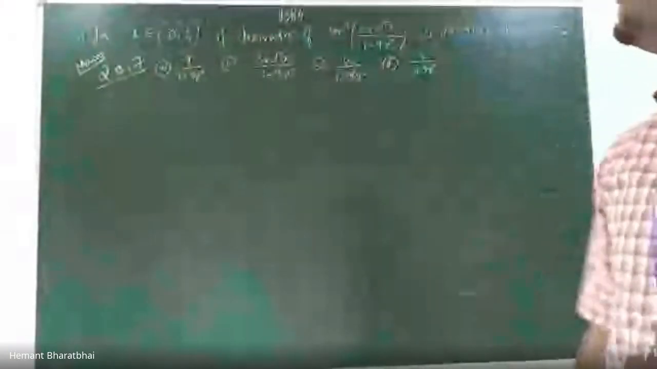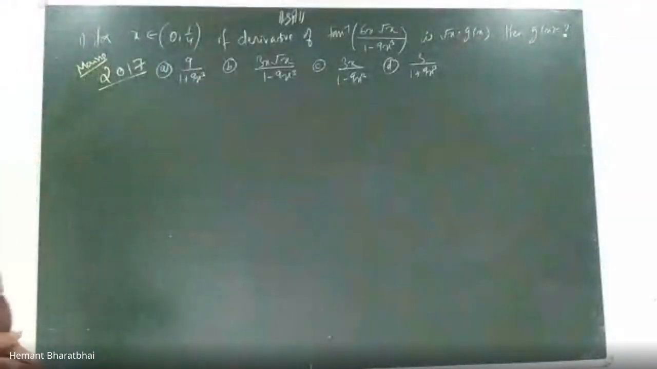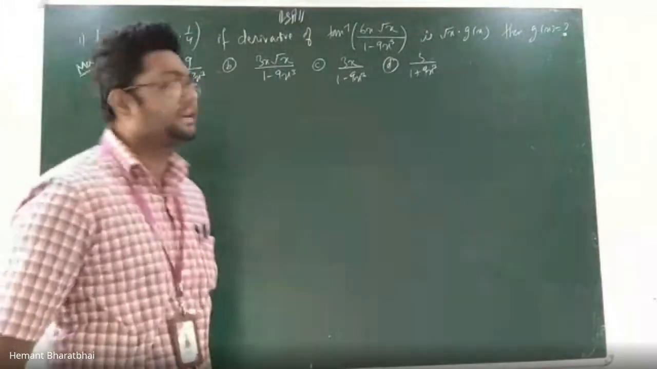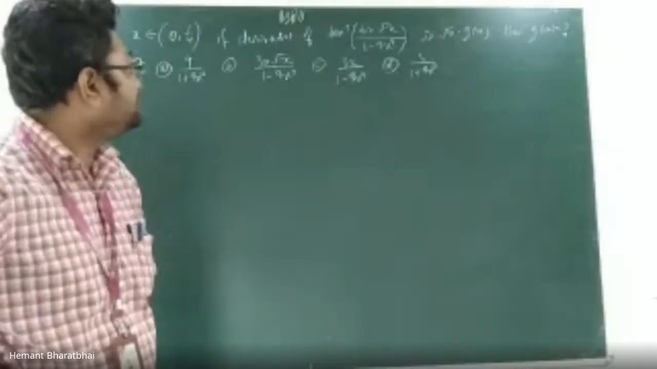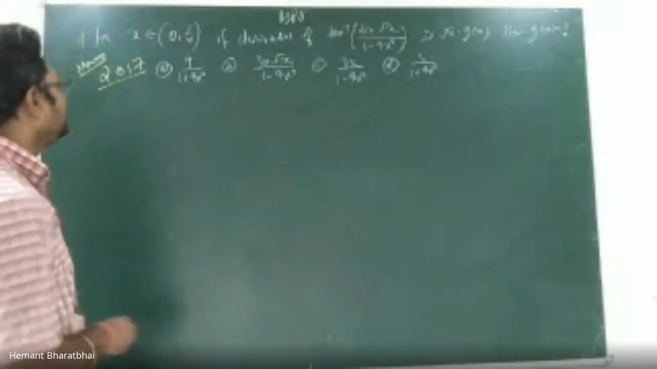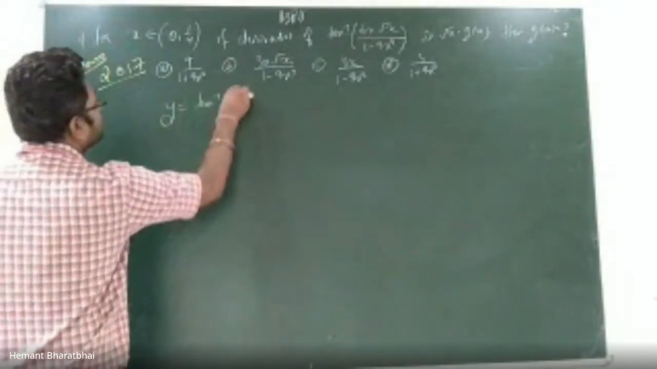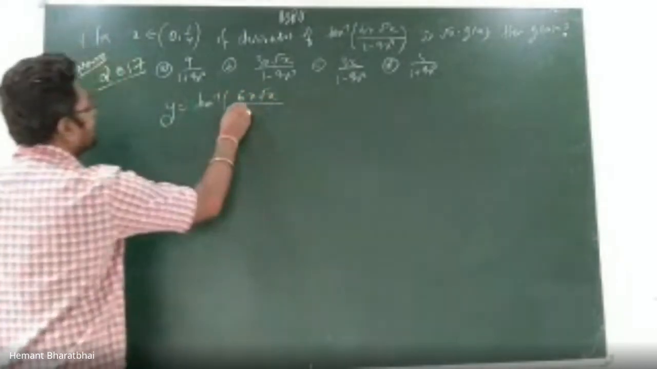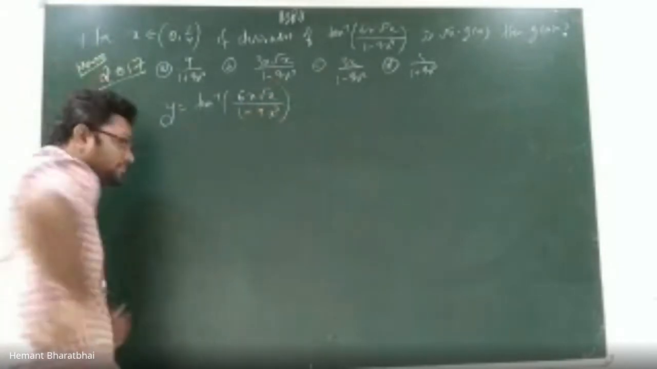So he is saying that the derivative of tan inverse of 6x root x upon 1 minus 9x cube is root x into g of x, then we will have to find out the value of g of x. Okay, let us try it. So y is equal to tan inverse of 6x into root x upon 1 minus 9x cube.